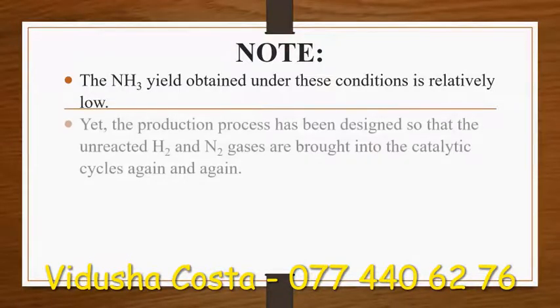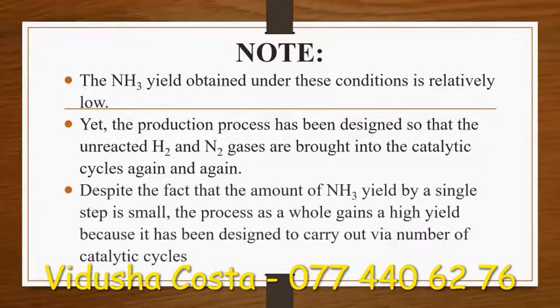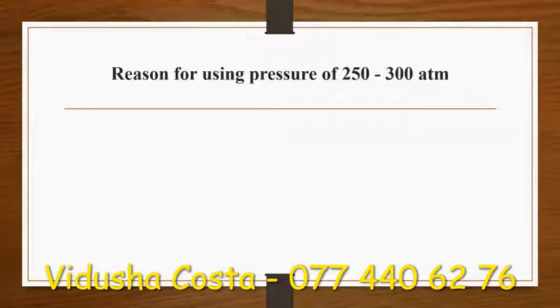What do we do? We have designed the process so that the unreacted hydrogen and nitrogen gases are brought into the catalytic cycle again and again. That's what we do. So despite the fact that the amount of ammonia yield by a single step is small, the process as a whole gains a high yield because it has been designed to carry out by a number of catalytic cycles.